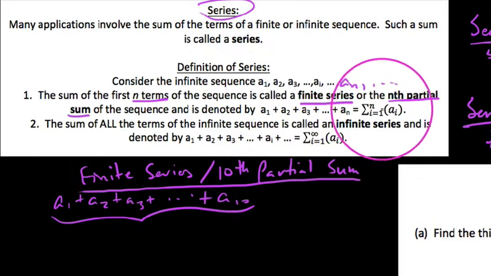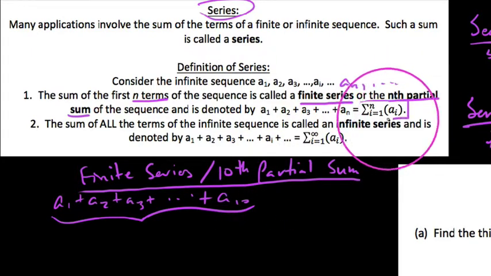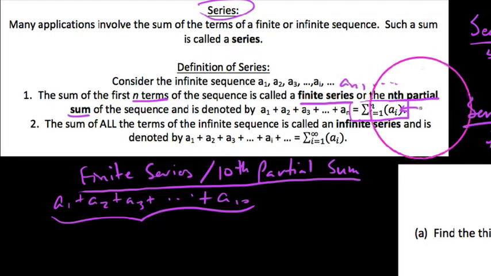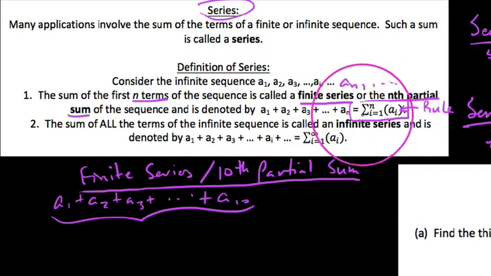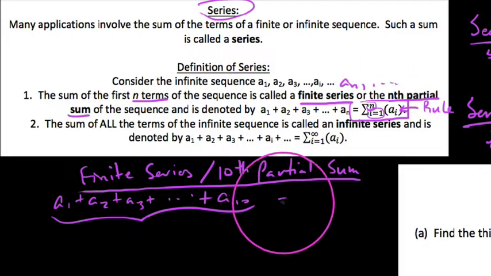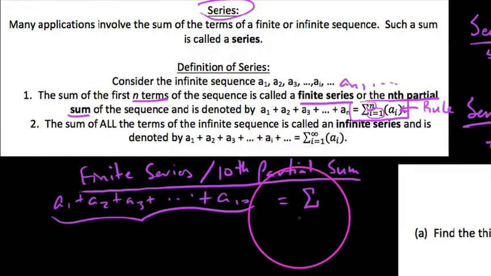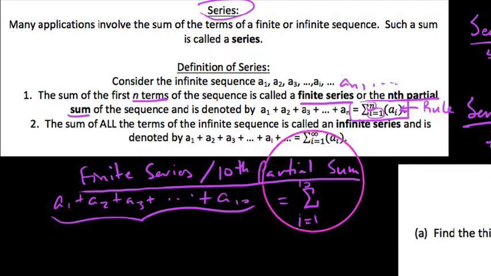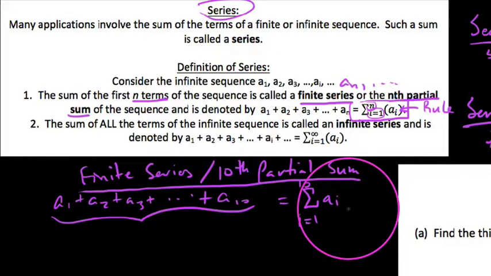But I could also have written this as the sum of this, where remember that this is the rule for our sequence. And then we're adding these terms, the first term out to the nth term. In this case, this would be the sum of AI, with I starting at 1 and going out to 10, for some rule AI.